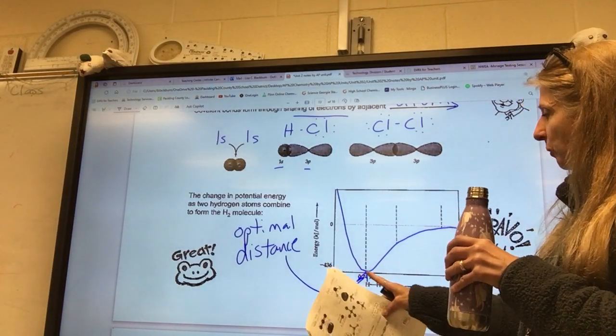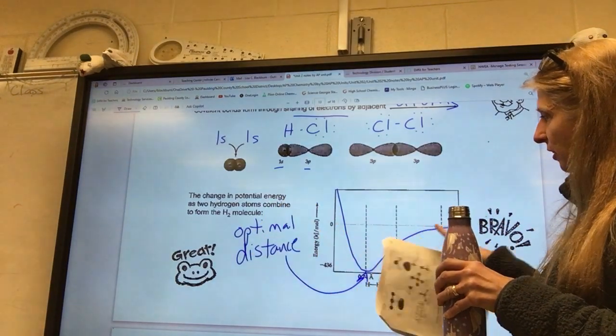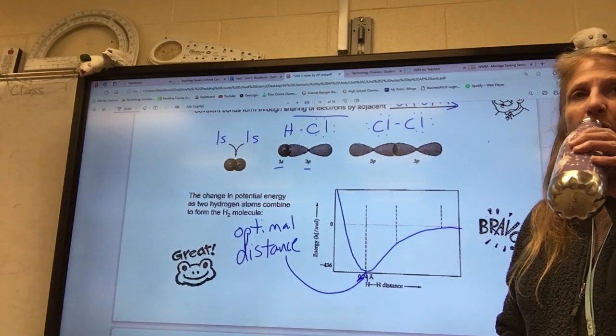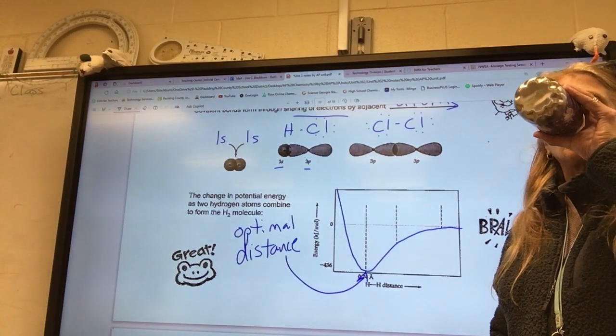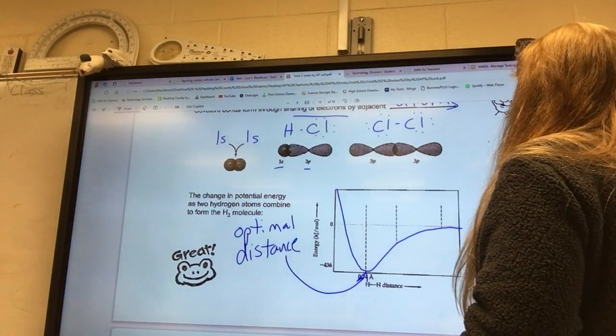That means that's the sweet spot right there. Right here, no good. Over there, no good. Too close, too far away. It's got to be just right. That's what that little graph is showing you: just right.